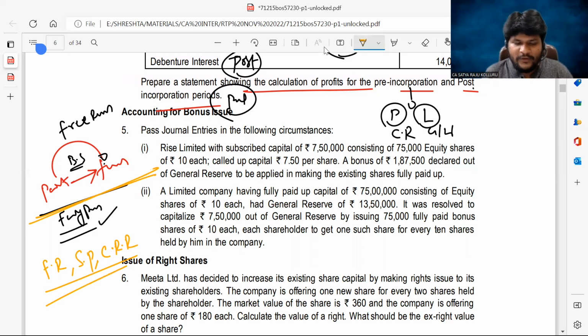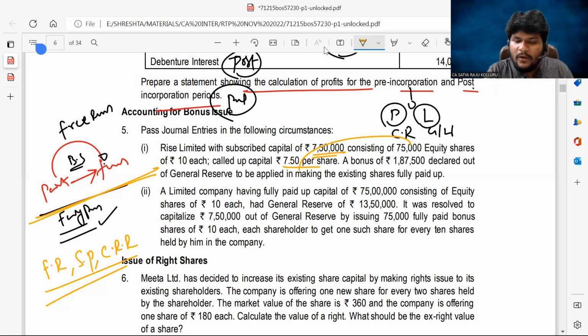Now, what the question is all about, let us read first. Raise Limited with subscribed capital of 7,50,000 consisting of 75,000 equity shares of rupees 10 each, called up capital 7.50 per share, which are partly paid up shares. Indirectly, they are conveying, 75,000 into 2.5 is the amount which, if they want, they can call from the 75,000 equity shareholders.